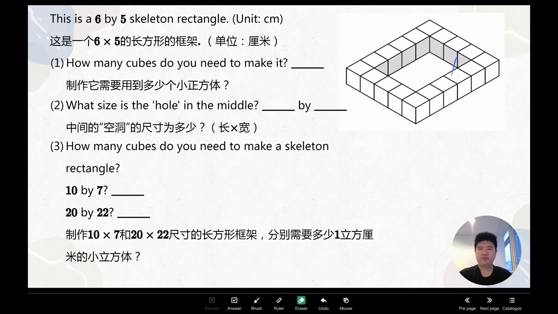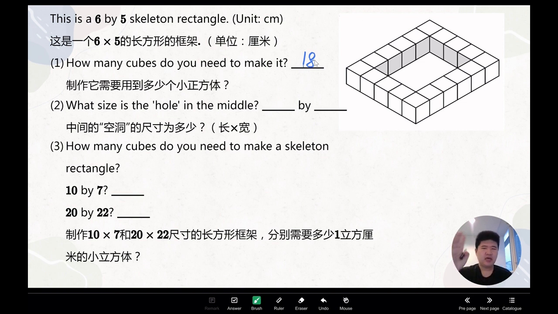And now it asks how many cubes do we need to make it? 我们需要用到多少个小正方体？It's okay to count it one by one. We just got 6 plus 6 plus 3 plus 3. It becomes 18. But from the next one, we can just try to find some pattern here.